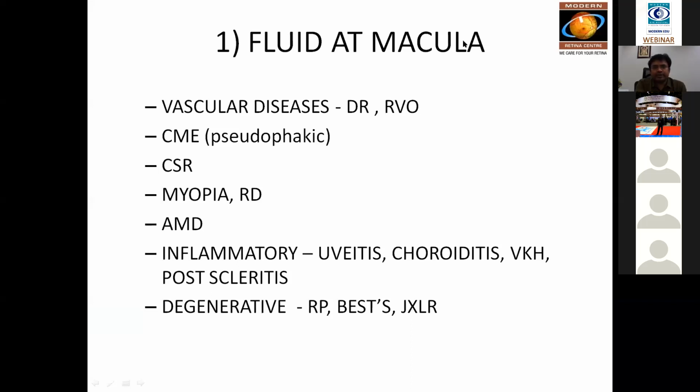If there is fluid at macula, it could be vascular diseases such as diabetic retinopathy, retinal vein occlusions, or a pseudophakic cystoid macular edema. It could be central serous chorioretinopathy, CSR, or it could be in case of myopia or rhegmatogenous retinal detachment, or it could be AMD, age-related macular degeneration, or inflammatory fluids such as in uveitis, choroiditis, VKH, or posterior scleritis. And rarely we do see degenerative diseases where there is fluid accumulation at the center of the fovea.